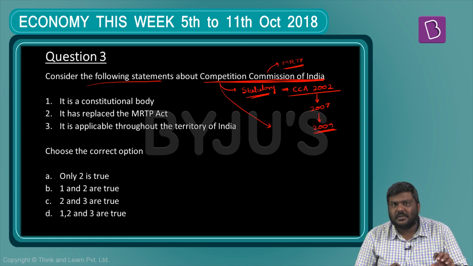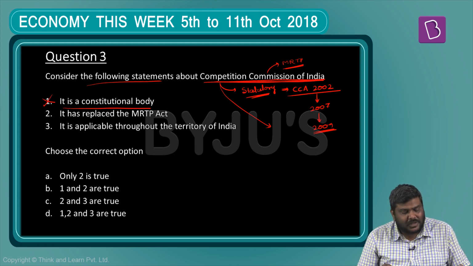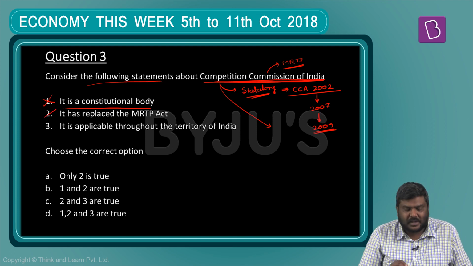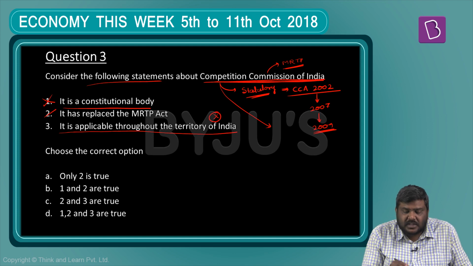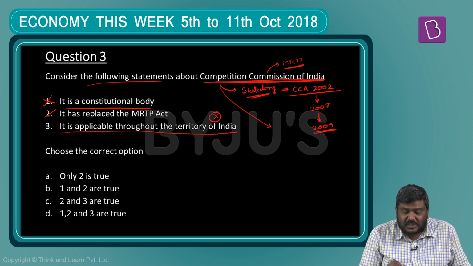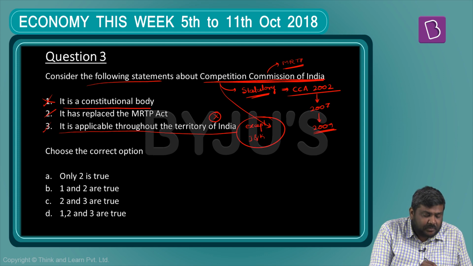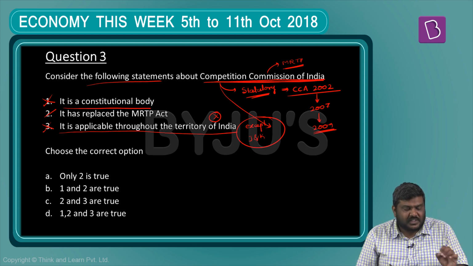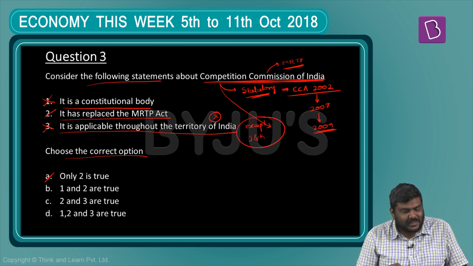Now let's have a look at these statements. It is a constitutional body. No, it's a statutory body. Second, it has replaced the MRTP Act. Correct. Third, it is applicable throughout the territory of India. No, this statement is also wrong. Why? Please understand, the Act says that it is applicable throughout the territory of India except the territory of Jammu and Kashmir. So even the third statement is wrong. So only one statement, that is the second statement, is true. Choose the correct option. Option A is the correct option.